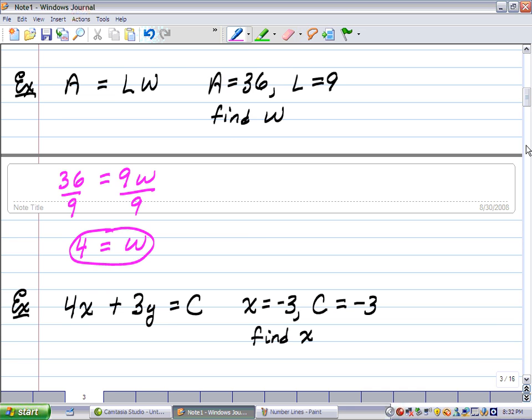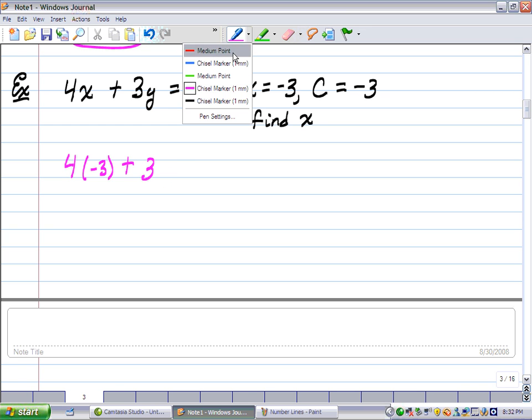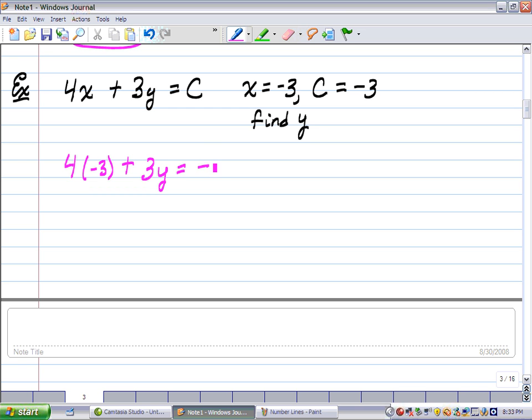Okay. So again, we're going to substitute. For the x, we'll put negative 3. For the y, I don't know what y is. Oh, that's what y is supposed to be, the one I'm finding, right? So we're going to find y. It wouldn't be too hard to find x when I told you right above that x was negative 3. Okay, so we know x is negative 3 and c is negative 3. We'd like to find out what y is.